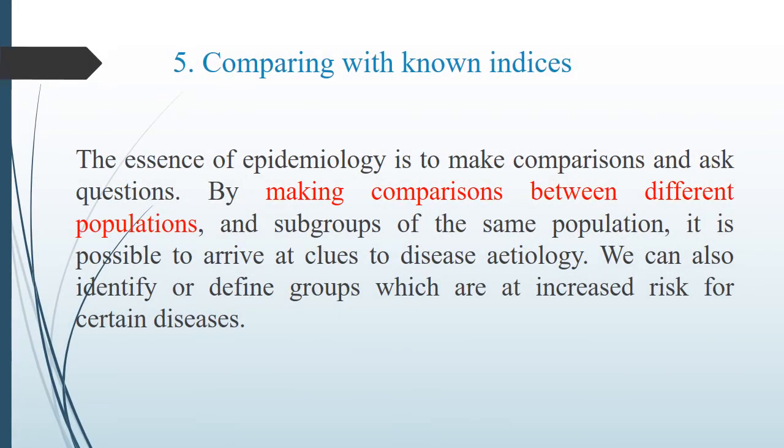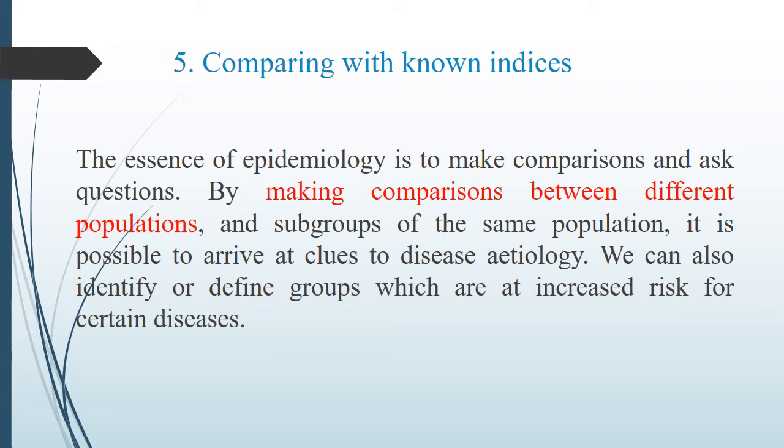Coming to the fifth step of descriptive study, it is comparing with known indices. So far we have studied about the disease and collected all the disease information. Taking that, we will make a comparison between populations. We have to collect all the information, and also compare with other populations and subgroups of the same population. It is possible to arrive at clues of disease etiology.